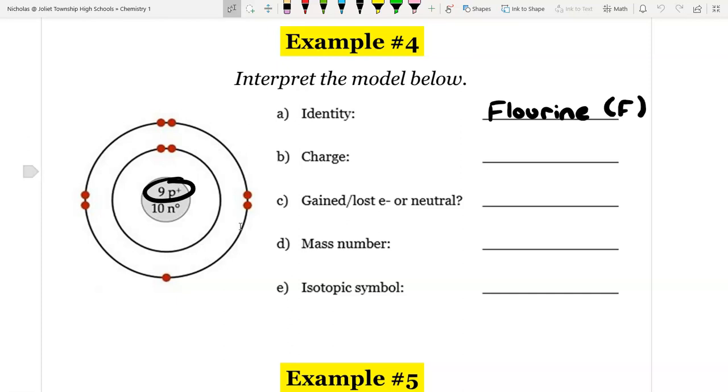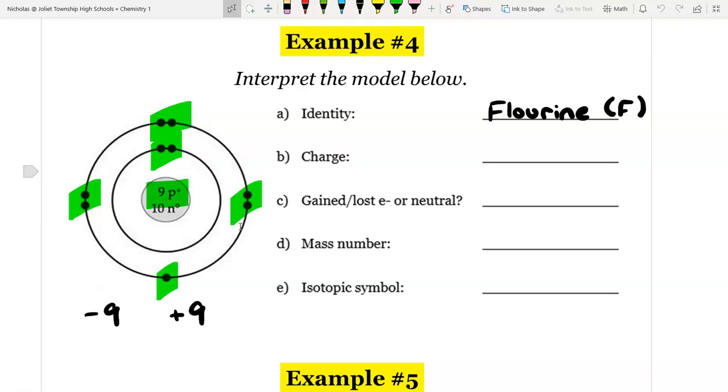The charge here comes from the protons and the electrons. So there are 9 protons. There are 2, 4, 6, 8, 9 electrons. So negative 9 from the electrons, positive 9 from the protons. We end up with a charge of 0. So in this case, this is a neutral atom.